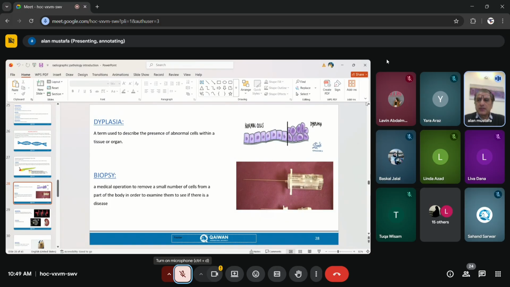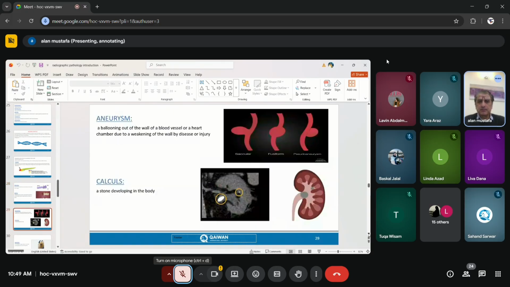So the biopsy, we remove part of the tumor, part of this tissue for investigation. So this is biopsy.